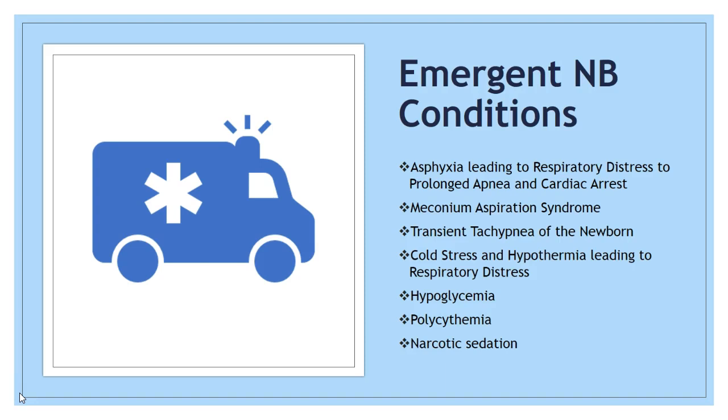Polycythemia is, as you know, an abnormally increased hemoglobin level. In response to that, you might have a newborn who starts to experience jaundice, possibly some CHF, and poor feeding. So we'd want to be assessing them for those things.